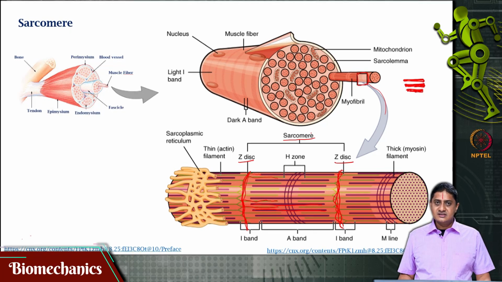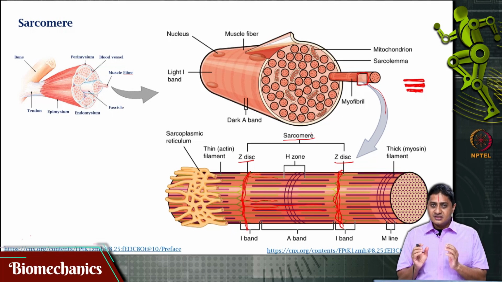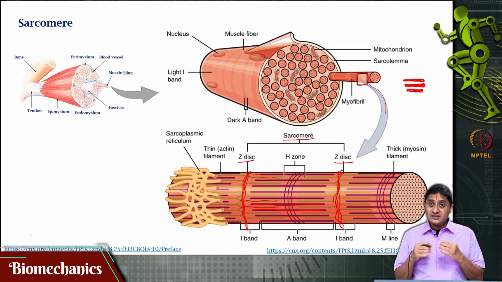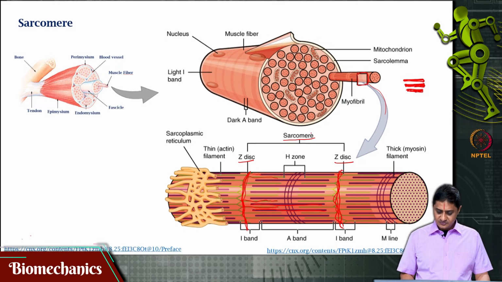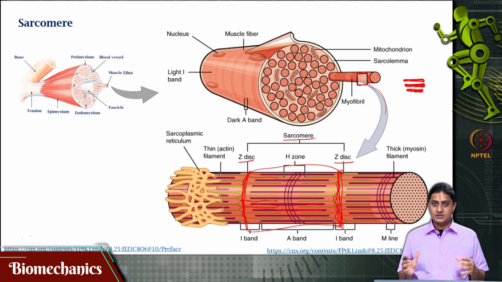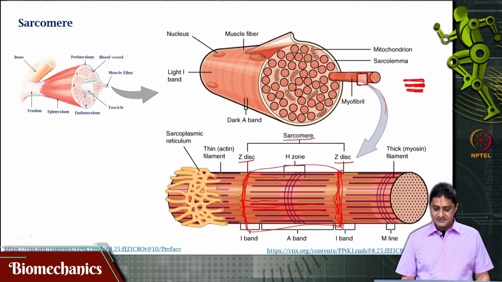Sarcomere is the smallest functional unit of a muscle. So, functionally this is how small it can get. If you would like to explain the function of a muscle, you start with the function of a sarcomere. So, the zone or that region or that set of components between two Z discs constitutes a sarcomere. This is the smallest functional unit in a muscle.